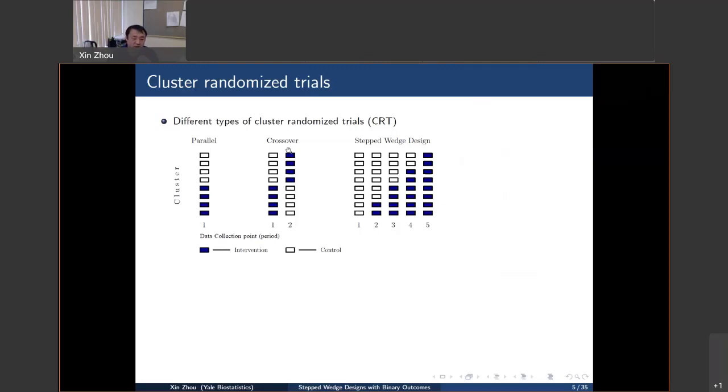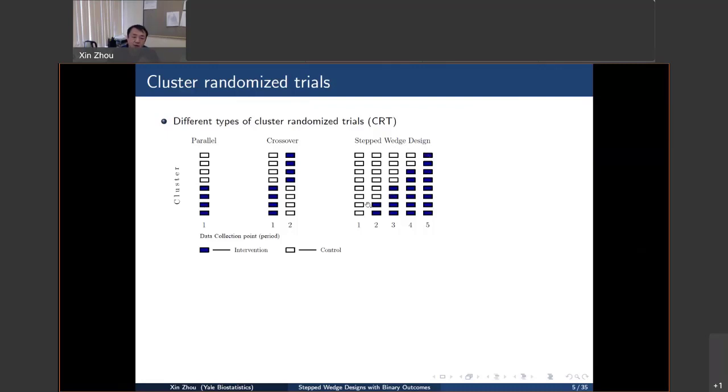Another type is a crossover design, where each cluster receives both the intervention and the control. We are particularly interested in the stepped-wedge design. The stepped-wedge design is a special case of crossover design, and the crossover is only from one direction, that is from the control to the intervention. The design begins with all clusters assigned to the control. Then clusters are randomized at pre-specified time steps called periods, switching from control to the intervention. And the design ends with all clusters assigned to the intervention.